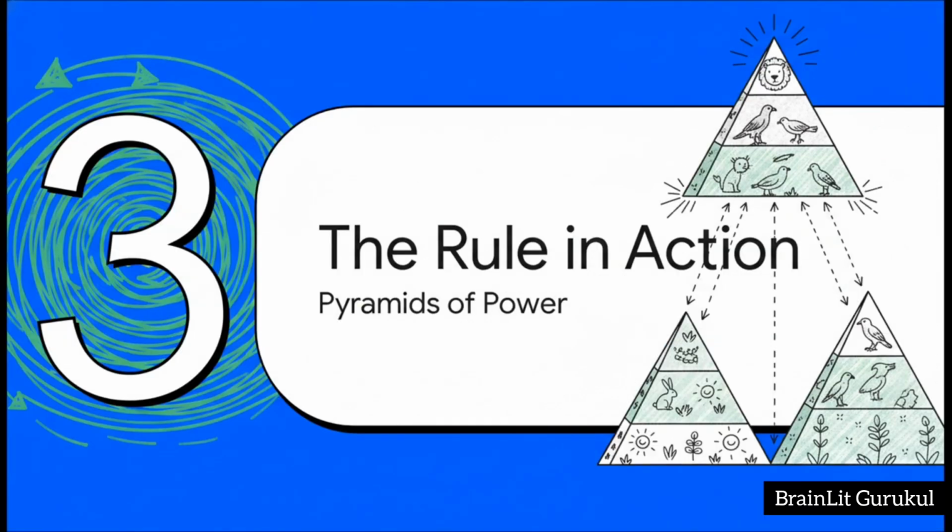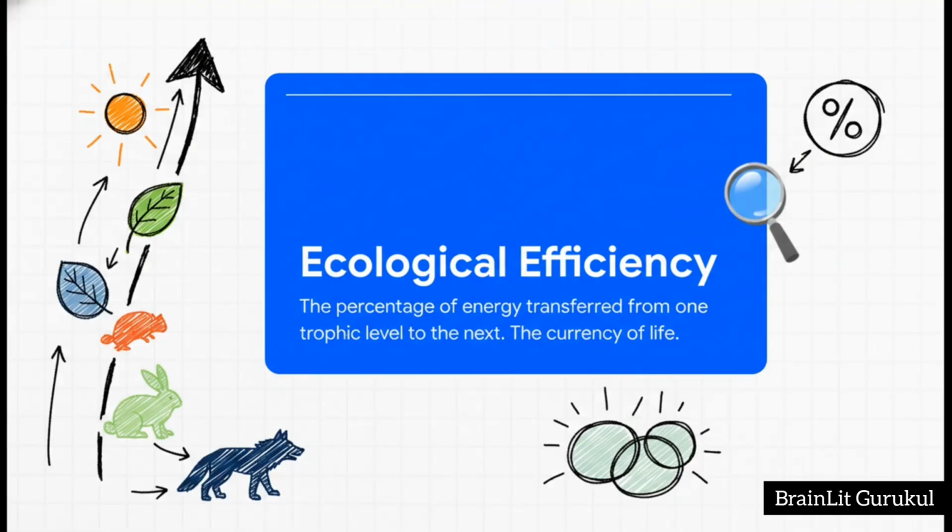So let's take this rule and see how it actually builds the structure of pretty much every ecosystem out there. We're talking about ecological pyramids. The official term for this, the one Lindeman gave us, is ecological efficiency. It's just a formal way of talking about that 10% transfer. You can think of it as the currency of life. It literally dictates the entire energy budget of an ecosystem.